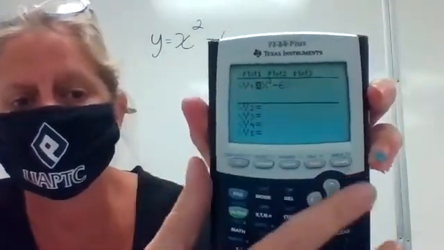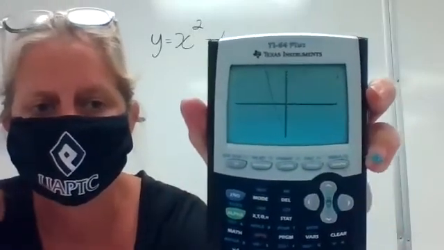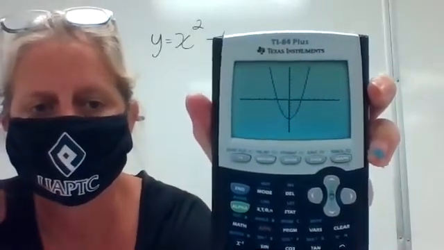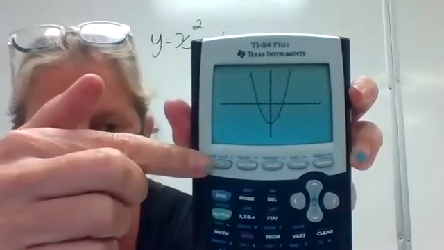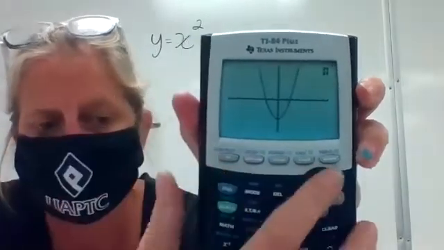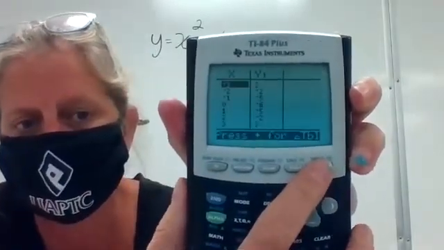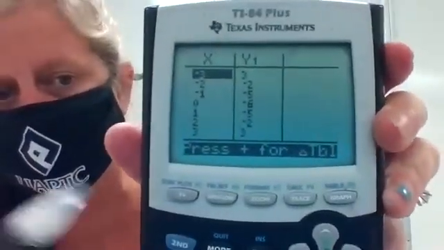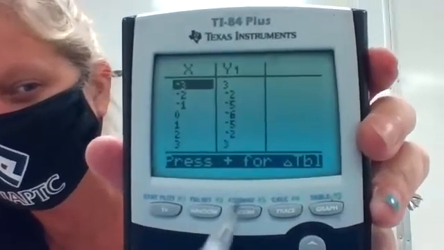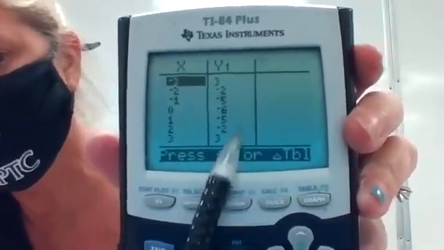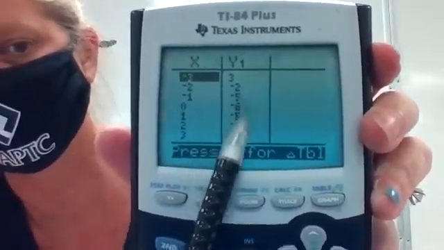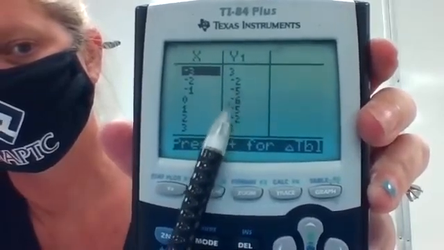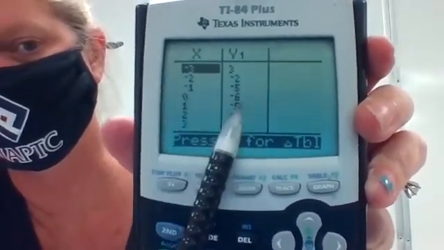Graph, it's an x squared, so this should make a u. So there's your u shape. Second table to get your points. And again, just because I like to see the mirroring, I'll choose, looks like, here's where the mirroring starts. So I'm going to choose these 3 points.